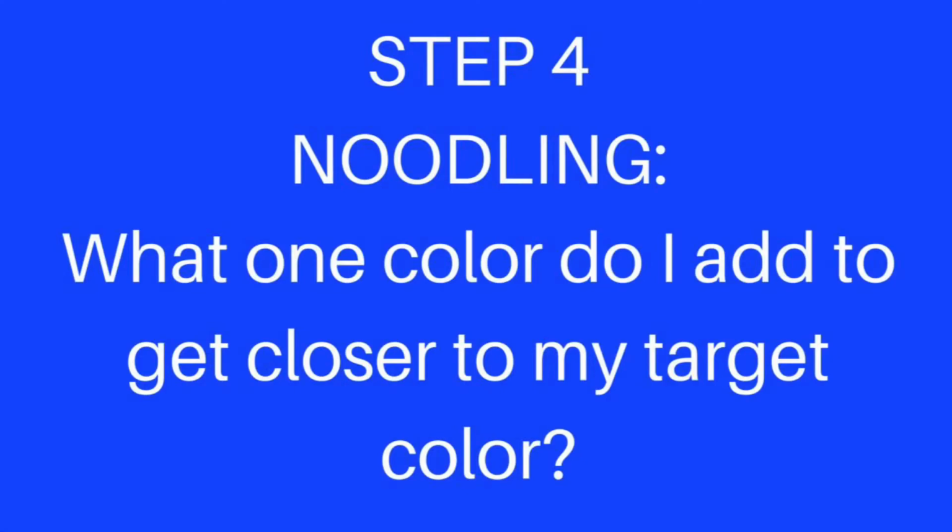If we don't nail it after 3 steps, we go to step number 4, which I call noodling. Noodling basically is asking, what one color do I add in order to get my target color? If you think about it, it's sort of like starting all over again with what color do I start with?